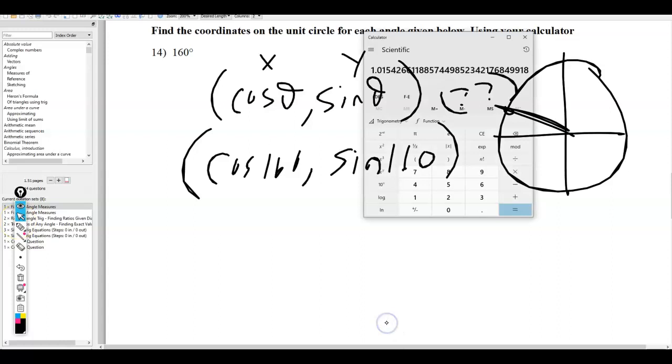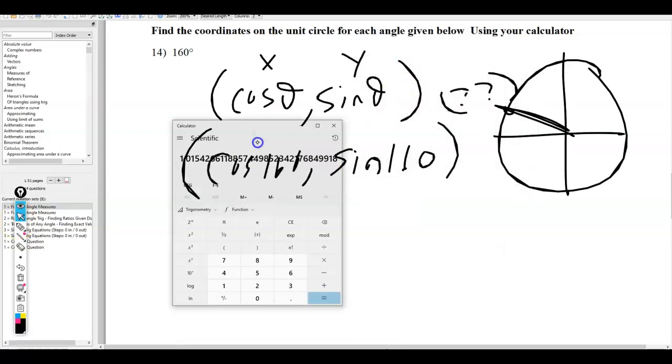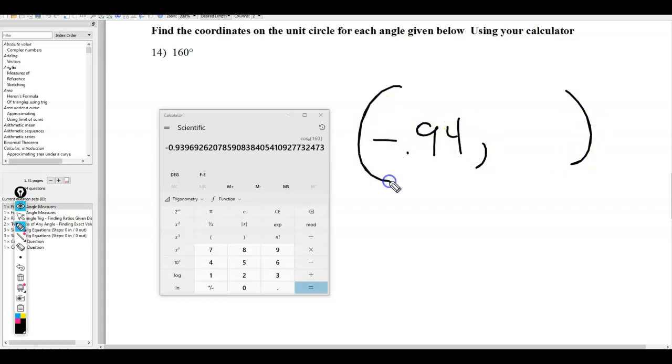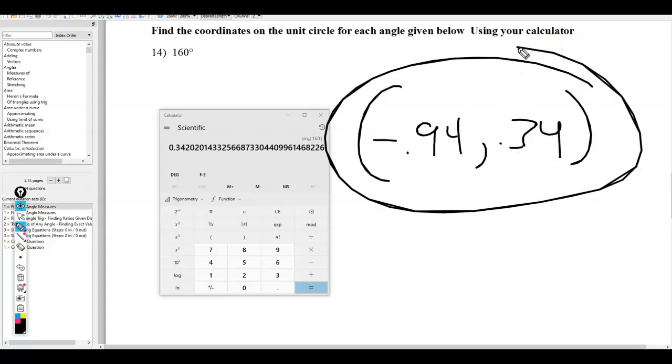So the x value would be negative 0.94. The y value would be 0.34. There you go. Those are the coordinates that would be on the unit circle.